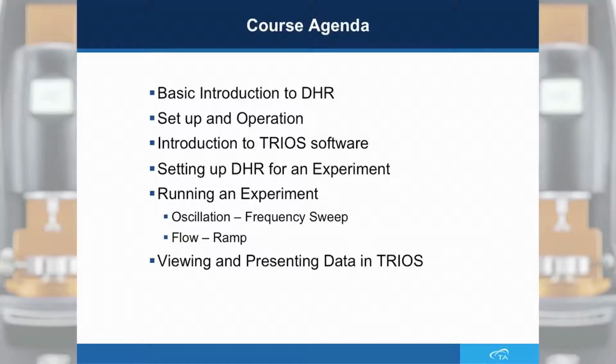The course will cover the following topics: a basic introduction to the DHR instrument, setup and operation of the DHR instrument hardware, an introduction to the TRIOS control software, setting up the DHR for an experiment, and running an experiment. We will show two different experiments using two different materials. The first will be an oscillation frequency sweep measuring the viscoelastic properties of polydimethylsiloxane, and the other will be a flow ramp test measuring the viscosity of a silicone oil standard. We will conclude by pointing out some common features used to view and present data within TRIOS.